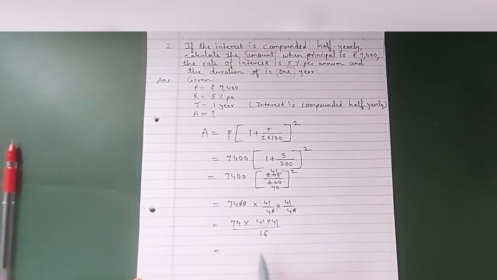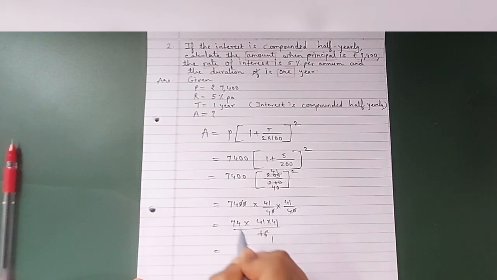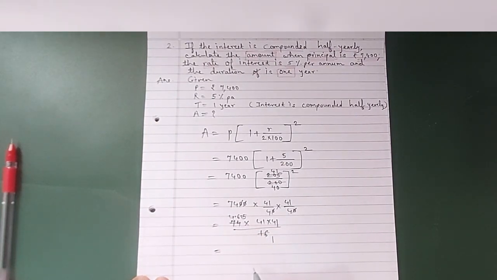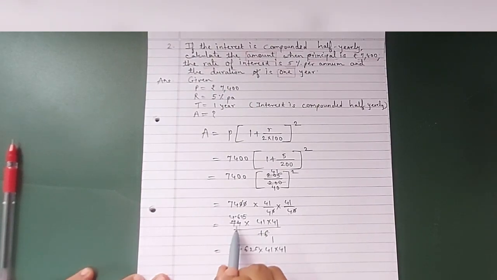Now we'll try to reduce this number. So when you will divide this 74 by 16, what you will get? 4 1s are 4 and here you will get 4.625. Okay, understood? Now you are left with what? 4.625 into 41 into 41. This division you have to do carefully, children. This is very small division. I think you can do it.